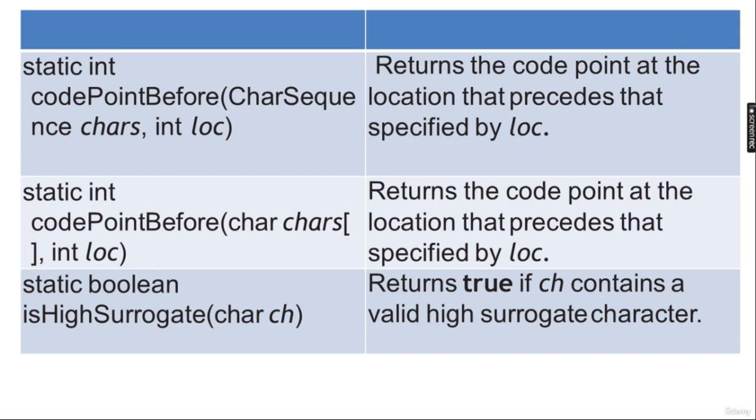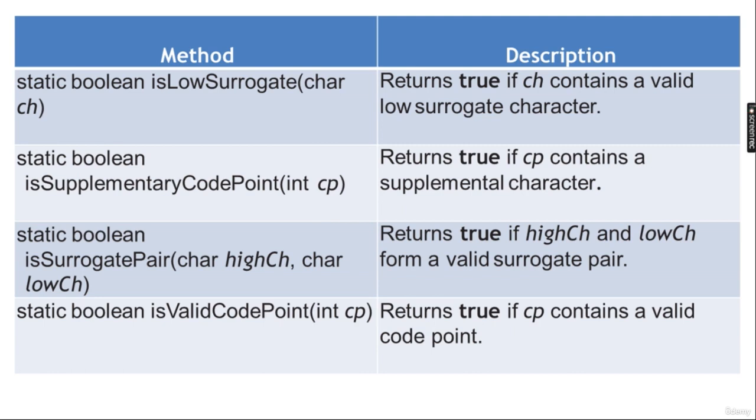Static boolean isHighSurrogate(char ch) returns true if ch contains a valid high surrogate character. Static boolean isLowSurrogate(char ch) returns true if ch contains a valid low surrogate character. Static boolean isSupplementaryCodePoint(int cp) returns true if cp contains a supplemental character. Static boolean isSurrogatePair(char highCh, char lowCh) returns true if highCh and lowCh form a valid surrogate pair.